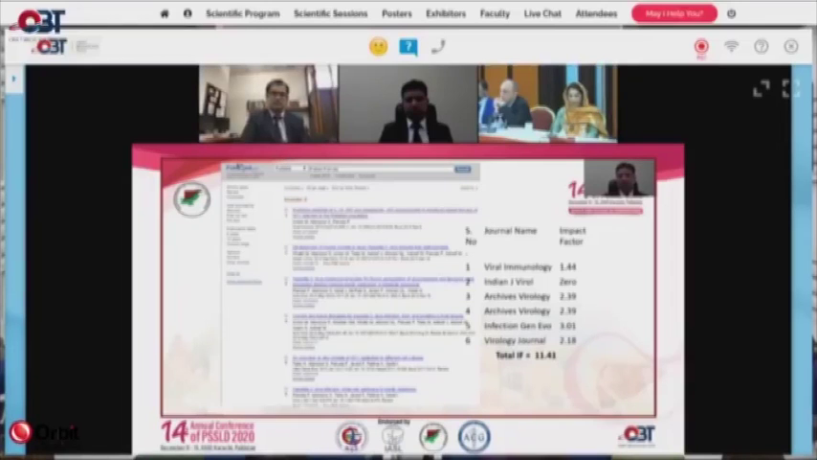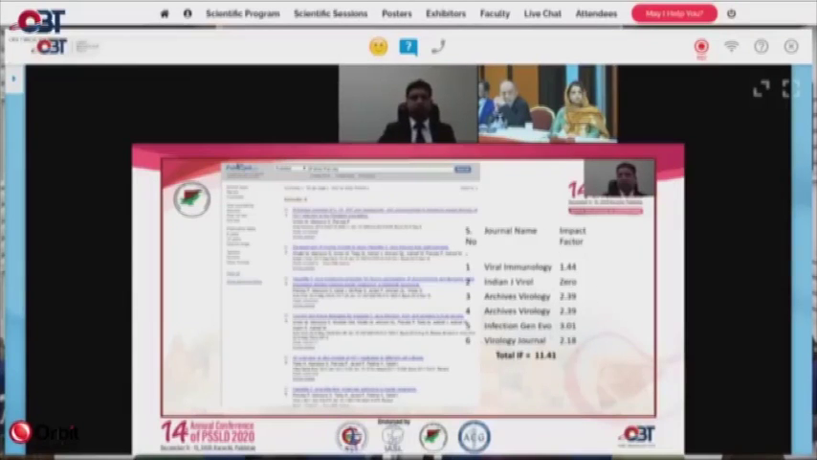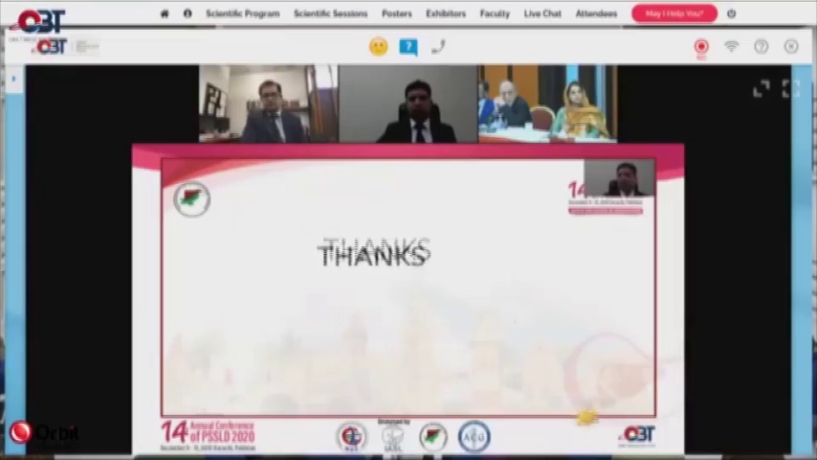If a researcher has 6 papers which are published in PubMed, you just check the impact factor of each journal. Like this paper is published in Viral Immunology, Indian Journal of Virology, Archives of Virology, and Virology Journal. The impact factor of Viral Immunology is 1.44, and then these are the impact factors of the other journals. When you add all these impact factors, this will become the total or the cumulative impact factor of an individual. So this is all about my presentation, and thanks for your patient listening.